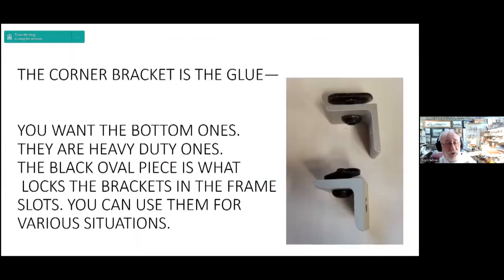Just a word to the wise, if you decide to try any of this, these corner brackets are really the glue. They're what holds the whole thing together. There are other brackets you can get to do other things, but this is what literally holds it together. But there are 2 thicknesses. You'll notice the one on the upper is about half the thickness of the one on the bottom. And that oval black thing is the part that rides in the slot in the structural aluminum. It's a great gizmo. And you can use them any place you want to do anything you want on the thing.